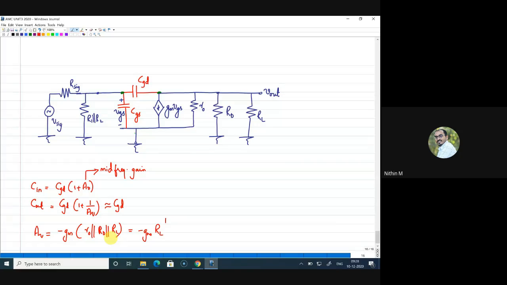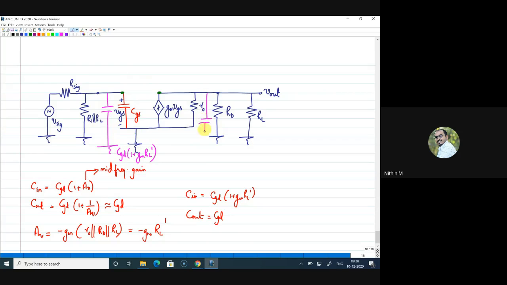Now, what is your C in? C in is equal to CGD into 1 plus Gm into RL dash, and your C out is equal to CGD itself. So what I'll do here is remove the CGD and draw the equivalent. On the input side I have this capacitance, and the capacitance value is CGD into 1 plus Gm into RL dash. Similarly on the output side, that is CGD itself, right?